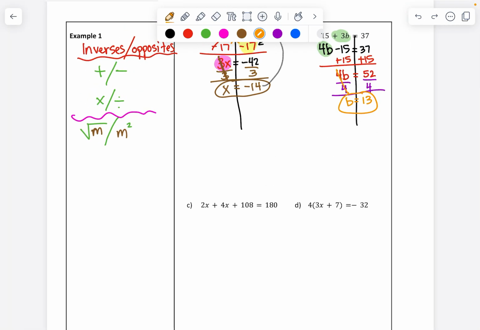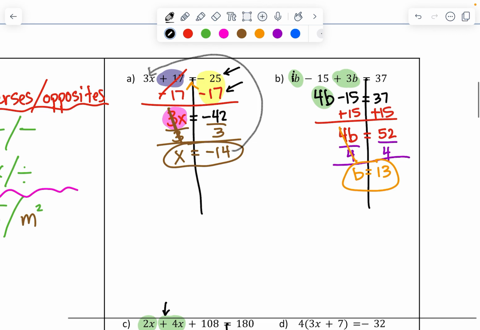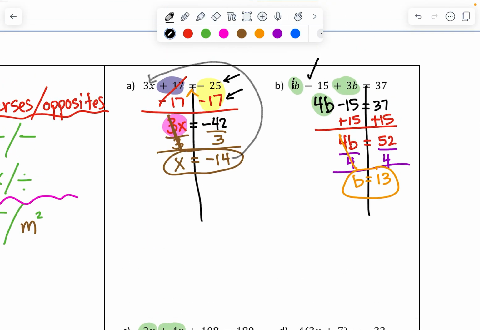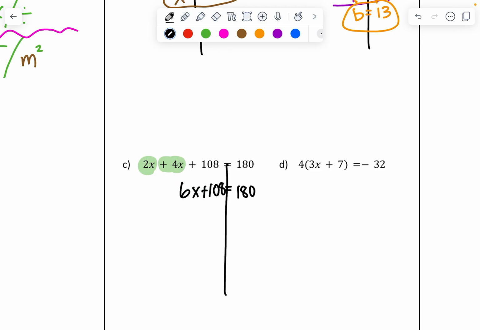So in this one, this is similar. If we drop this, we again have 2 x terms. And what you'll notice is, here I included the plus symbol, and up here I included the plus symbol. That's because the sign in front tells you whether it's positive or negative. So like here, see how the minus sign is before the 15? That means that the 15 is negative. Okay, so because these are both positive, it's just going to become 6x plus 108 equals 180.